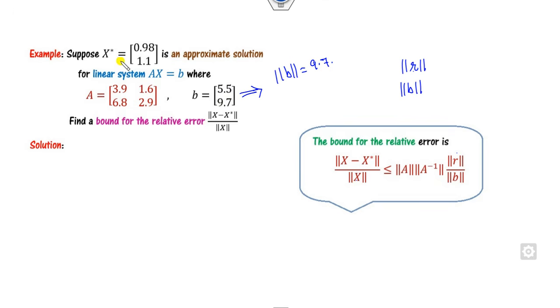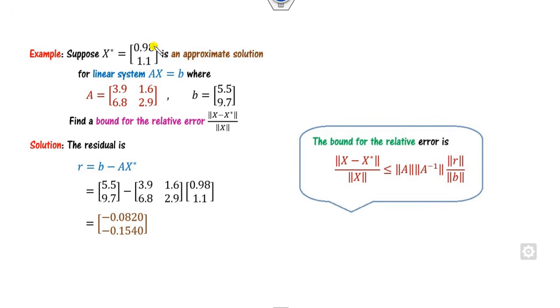Fine. Can you find the norm of x star? We don't need the norm of x star. We first find the value of x. So we can start with the residue. B we have, A we have, we can have x star. So you can substitute this value as here. So what is the norm of r? You can take the maximum value of the absolute values. So the absolute values are 0.0820 and 0.1540. So this value will be 0.1540.